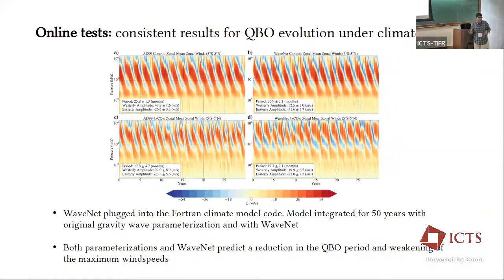But we still can't be sure that this is how the tropical winds would look in a 4 times CO2 scenario, because we don't have the observations to validate it. These are just predictions based on approximate parameterizations.